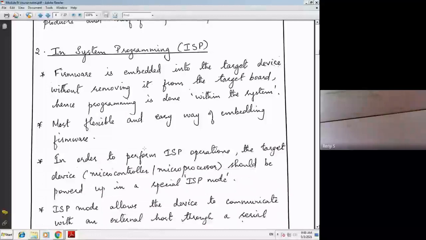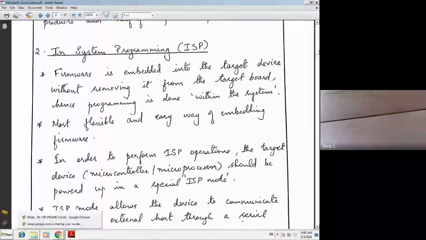Then the second method is in-system programming. The first method was out-of-circuit programming. The second method is in-system programming. In-system programming means we are not removing the chip from the target board. Instead, we place the memory chip into which we want to embed the firmware in the target board itself, and we burn the firmware into that memory chip. So firmware is embedded into the target device without removing it from the target board. Hence, programming is done within the system. That is why we call it in-system programming.